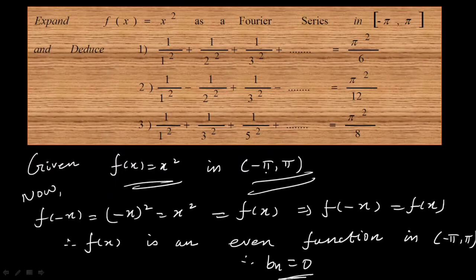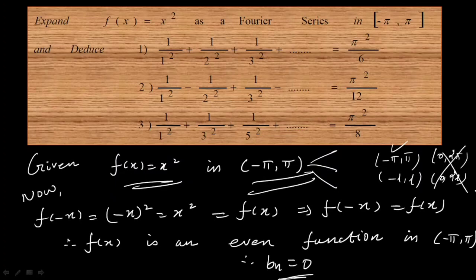If the function is defined on the interval minus pi to pi, we have three cases: either it is even, or odd, or neither even nor odd. The case of even and odd functions arises only for intervals of type minus pi to pi or minus L to L, but it does not hold for intervals of type 0 to 2 pi and 0 to 2L. So the interval is a must for determining the general Fourier series for the given function.